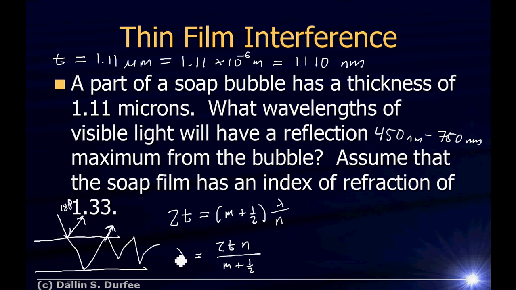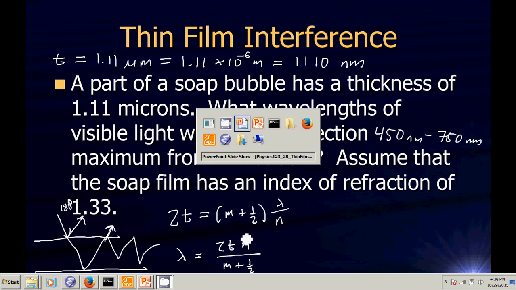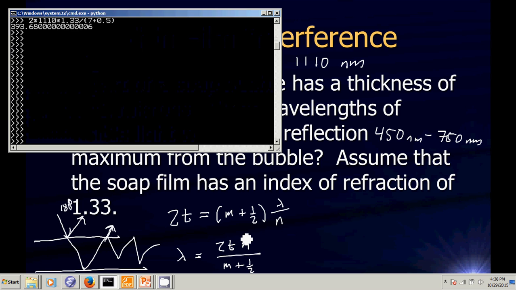Now the multiple wavelengths are possible because I can plug in different values for m. What are valid values for m? Well, they have to be integers, and it turns out they have to be non-negative. If I put in -1, I'm going to get a negative thickness. That doesn't make any sense for a given wavelength, all right? So 0 is good, 1 is good, all non-negative integers are good. So let's go to Python now, and we'll plug in some numbers, all right?